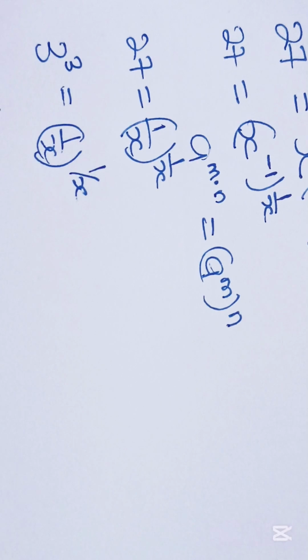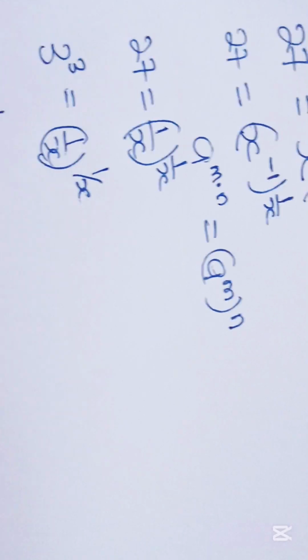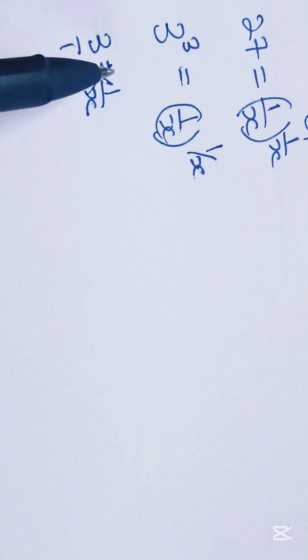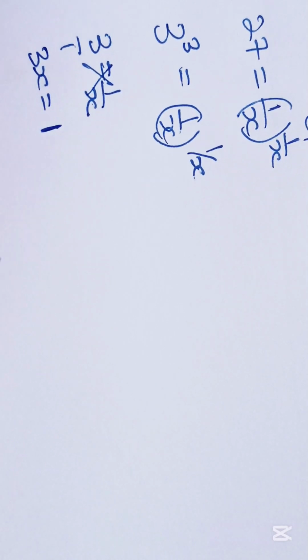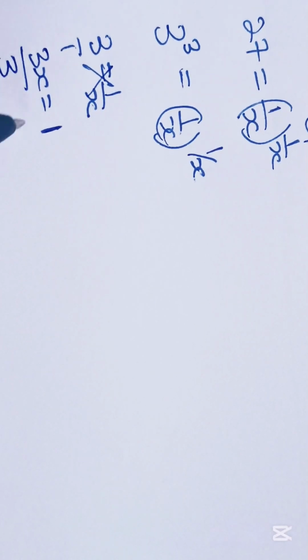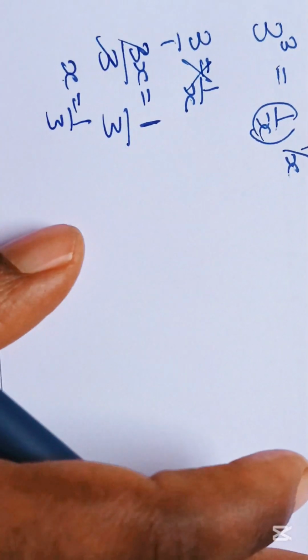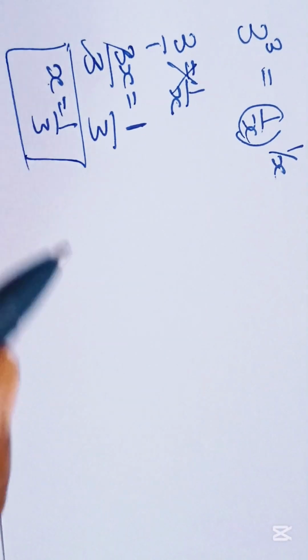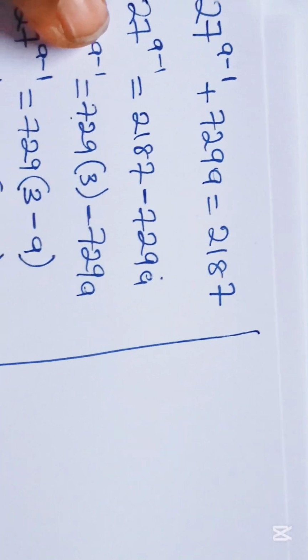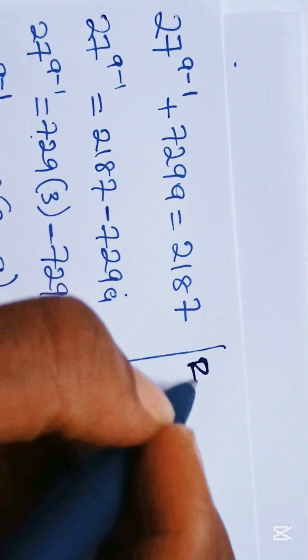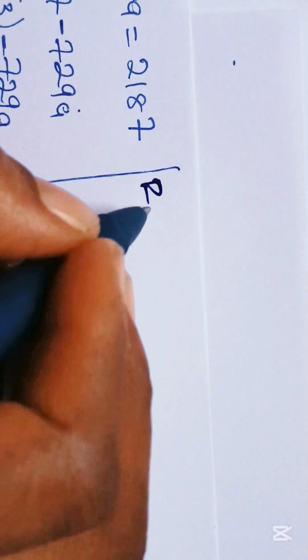Now to get x, this is 3 over 1. Let's cross multiply. If we do that, 3 times x gives us 3x, which is equal to 1 times 1, which gives us 1. So we divide by 3, divide by 3, and we have x equal to 1 over 3. Perfect. Now let's get to the point. Recall, we are not looking for x, we are looking for a.